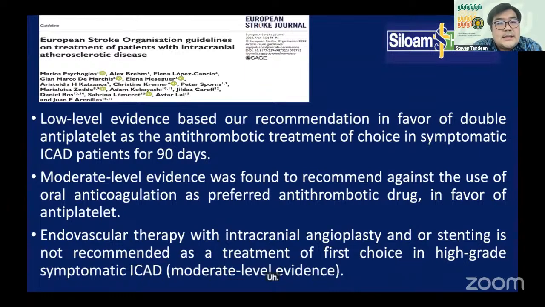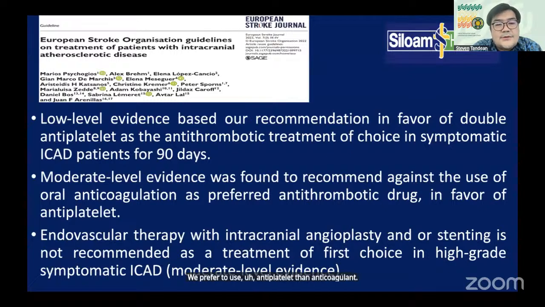But the latest guideline from the European Stroke Organization highlights, first, low evidence-based recommendation for double antiplatelet as the antithrombotic treatment of choice for symptomatic patients. And then moderate-level evidence was found to recommend against the use of oral anticoagulant. So we prefer to use antiplatelet rather than anticoagulant.